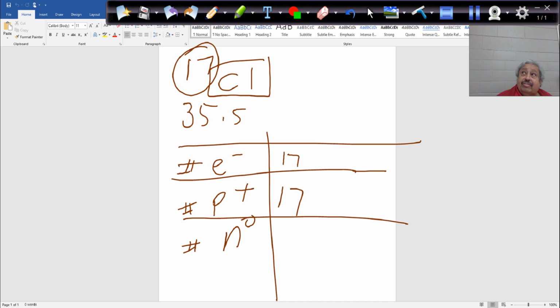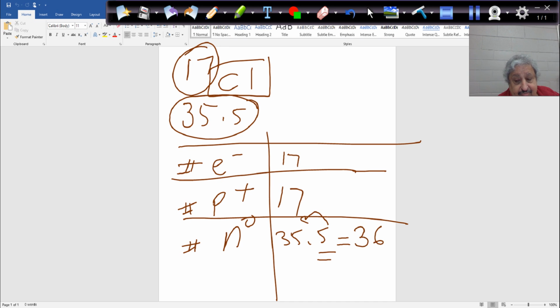And now the neutrons. The atomic mass is 35.5. Those particles cannot be divided. They have no fraction. We have to round 5 and above up by 1. This is 5, so this is 36, rounded to a whole number.